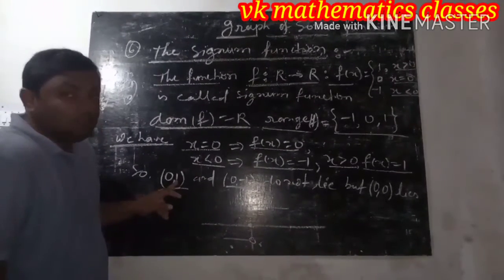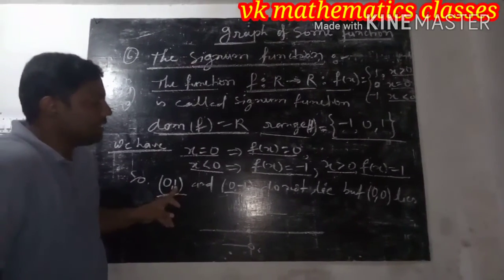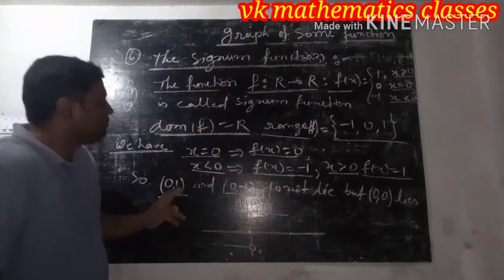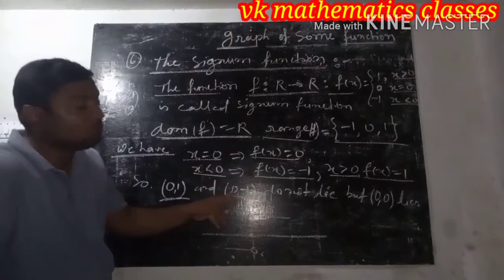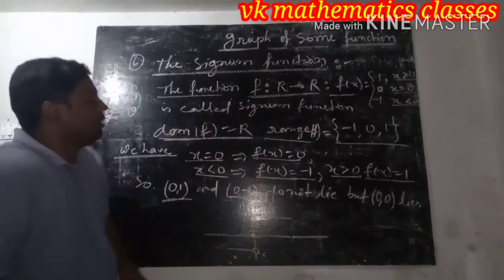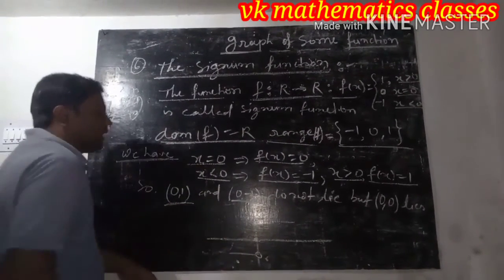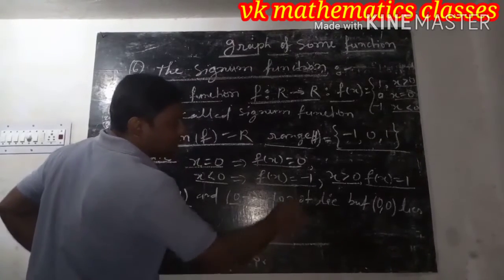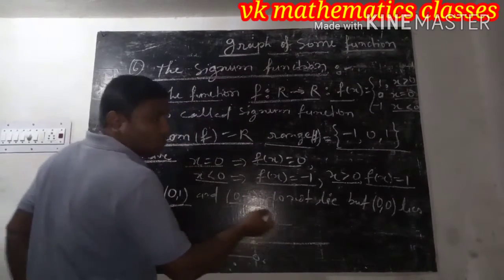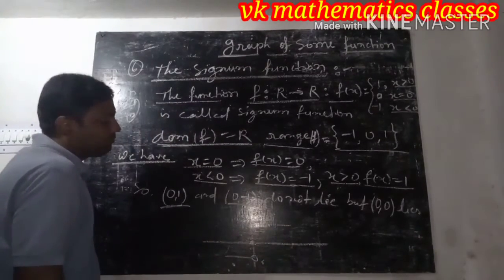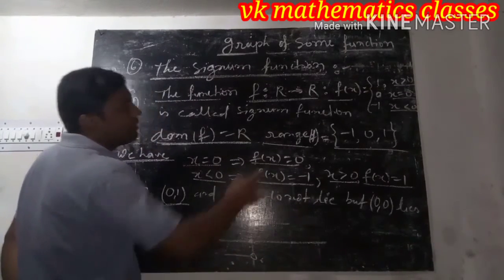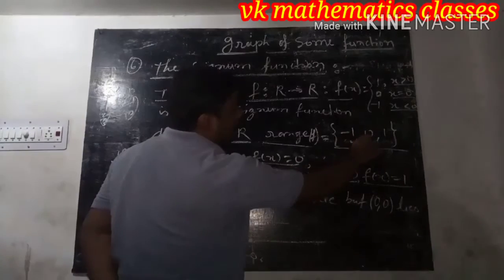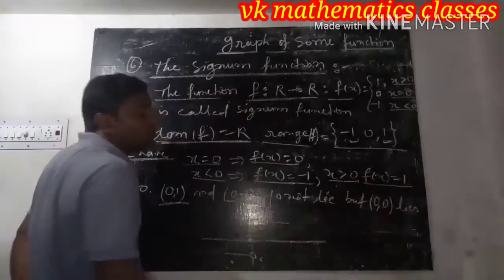So (0, 1) does not lie on the graph, and (0, -1) also does not lie on it, because if we take x equal to 0, it is also equal to 0. Now we draw the graph. So the graph is here. It is a constant function, where the constant is equal to minus 1, 1, or 0.